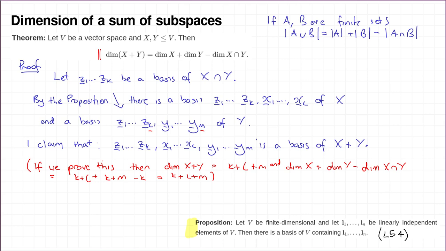To prove something is a basis, you have to prove that it is linearly independent and a spanning set. So let's first of all do spanning. I have to show that every element of X plus Y is a linear combination of the things in what I'm claiming are a basis. So every element of capital X plus capital Y looks like little x plus little y for some little x in X and little y in Y.